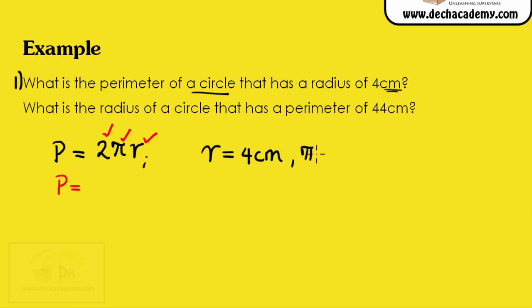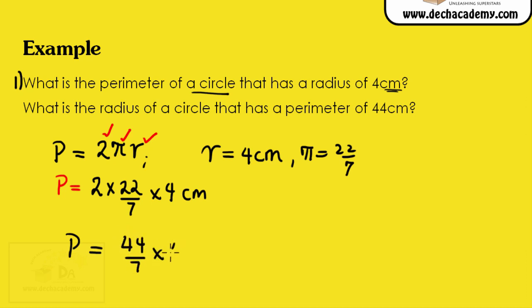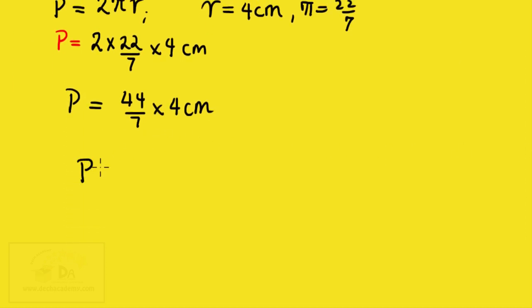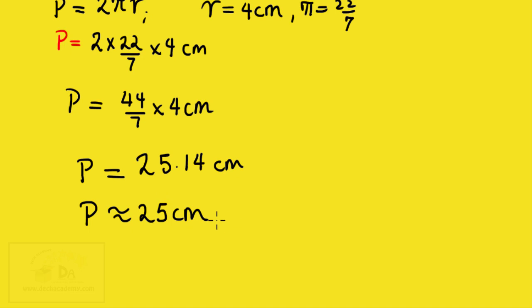Pi is 22/7. Therefore, the perimeter is equal to 2 times 22/7 times 4 centimeters. That means our perimeter is equal to 44/7 times 4 centimeters, which is 25.14 centimeters. So the perimeter of the circle is approximately 25 centimeters.